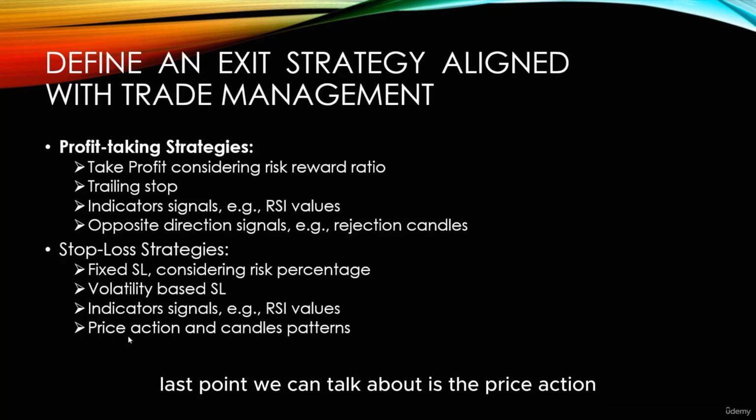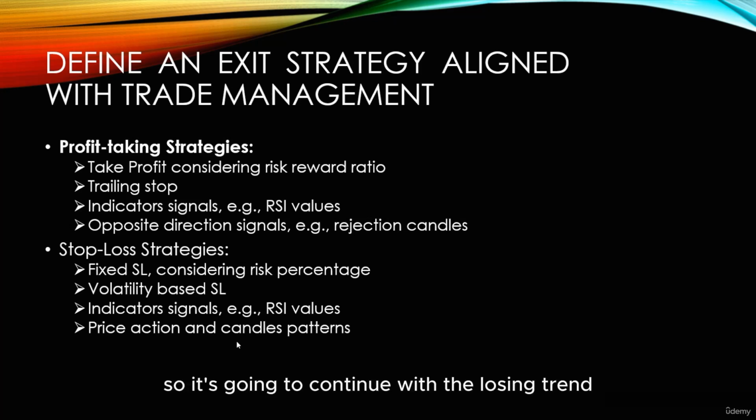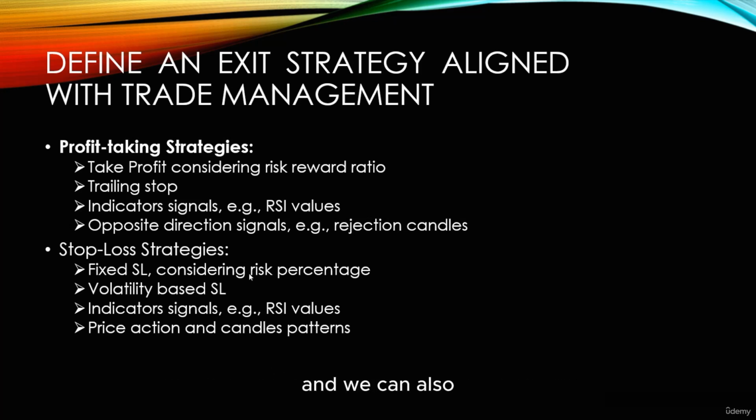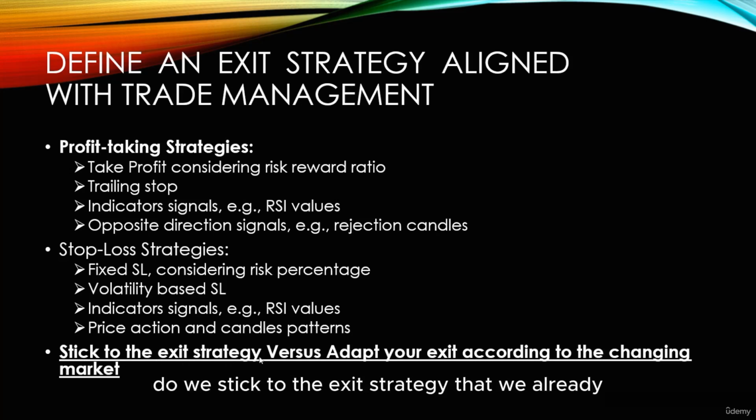The last point we can talk about is the price action and candle patterns. Again, if we have a losing trade and then we notice that there is a rejection in the direction that wouldn't be to our advantage, so it's going to continue with the losing trend, then we can also use it as a stop loss signal to stop our losses and minimize these losses. And this brings me to a third point I'd like to discuss. Do we stick to the exit strategy that we already planned for each of our trades that we opened, or do we adapt our exit according to the changing market?